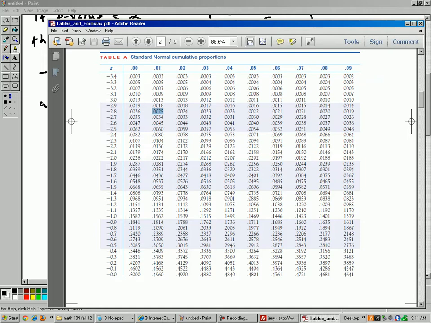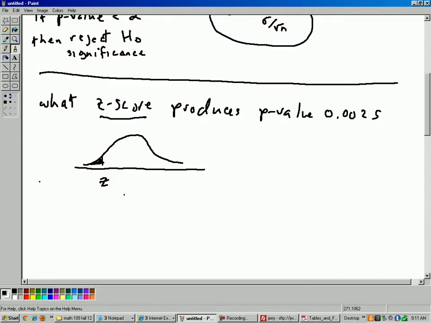And what is the z-score that gave us 0.0025? That is negative 2.81 right there. So that's our z-score. Z is negative 2.81. So in other words, back to the original situation here.